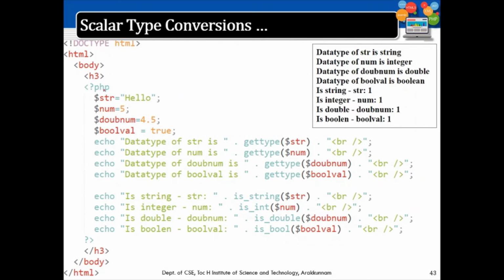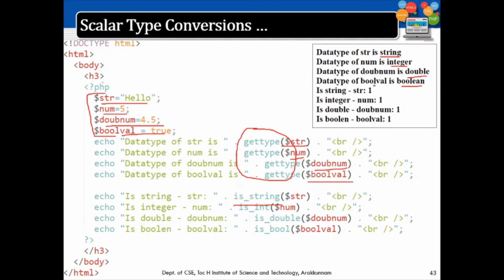Here is an example. So here in the PHP part I have 4 variables. First one is a string variable hello. Second one is a number variable with value 5. Then I have a double 4.5 and a boolean with value true. So this first part shows the output with gettype, with a single parameter $string, $number, $double and $bool. So this will be returning string, integer, double and boolean correspondingly.